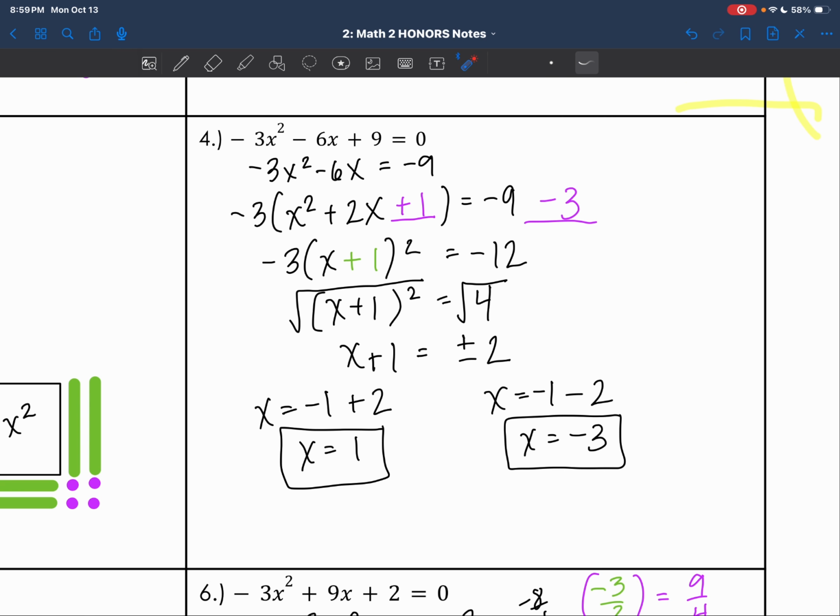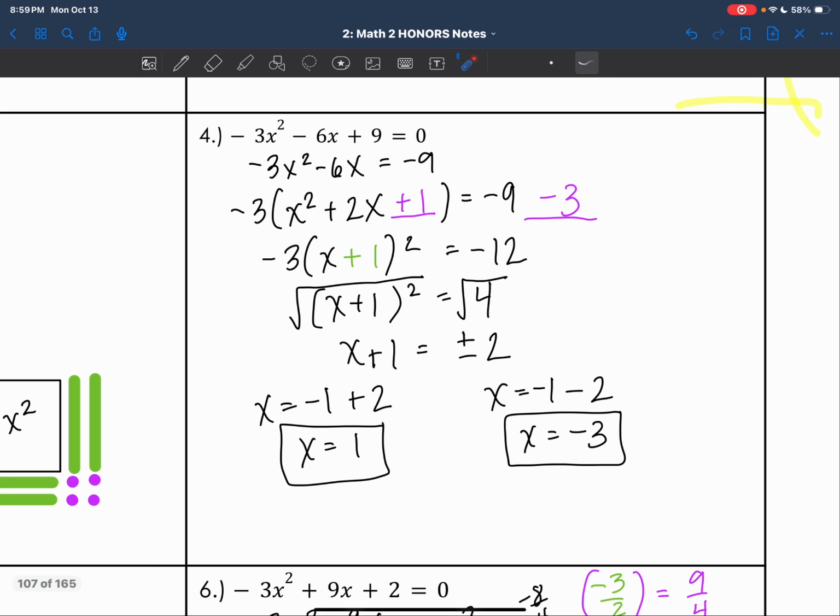Alright, so first what we want to do is we're going to subtract 9. And so I'm left with 3x squared minus 6x equals negative 9. Now just looking at this side, I'm going to factor out a negative 3. And I like to write it as x squared plus 2x, and then I put my blank because I know whatever amount needs to go here to complete my square needs to go there. Okay? And then whatever this is, I put a blank here because remember, I got to keep it balanced. So what I do to this side, I got to do to this side.